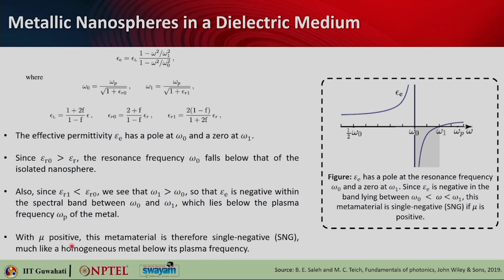Now if you consider that mu is positive, so the permeability is positive, then this particular material can be taken as a single negative metamaterial, or you can say this is a kind of artificial homogeneous metal which has its plasma frequency below that of the constituent material's plasma frequency.